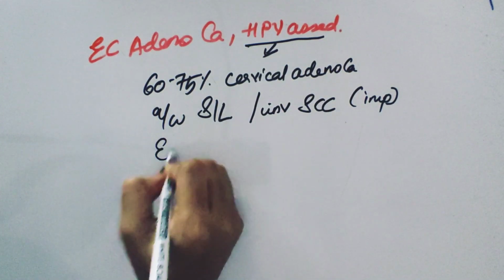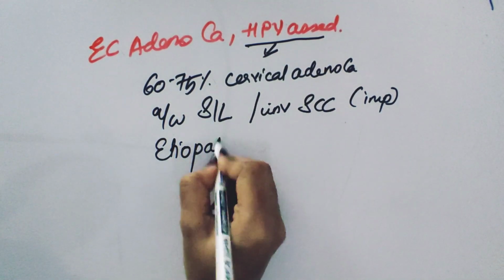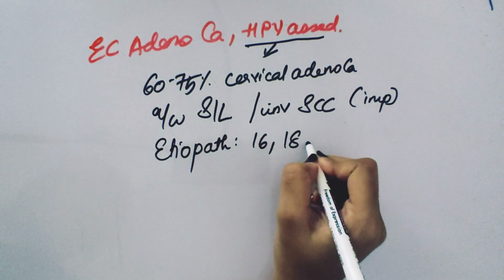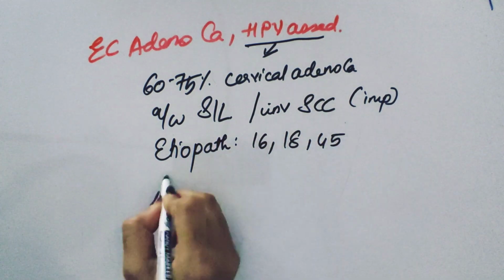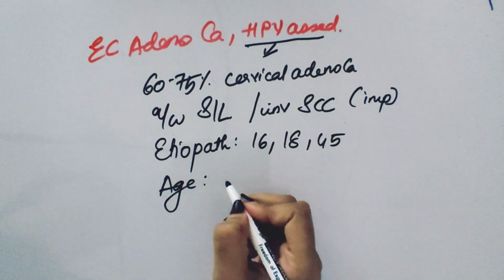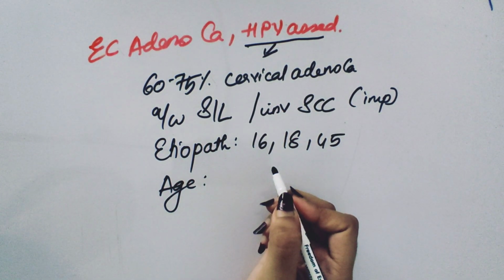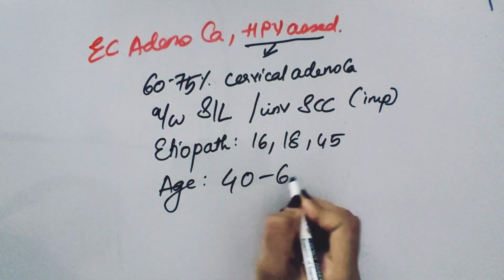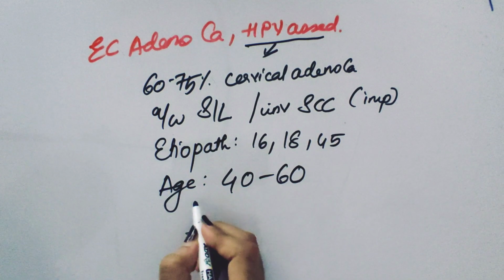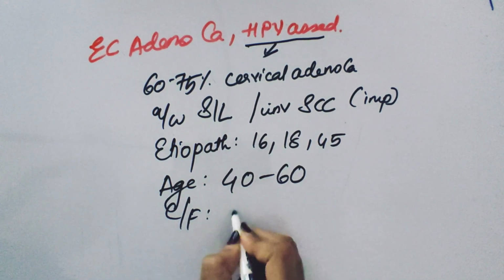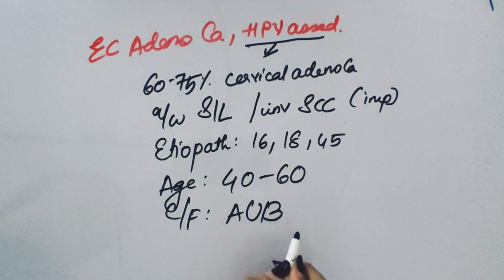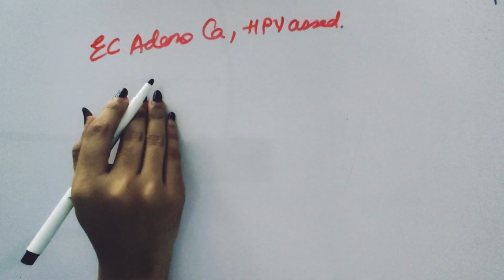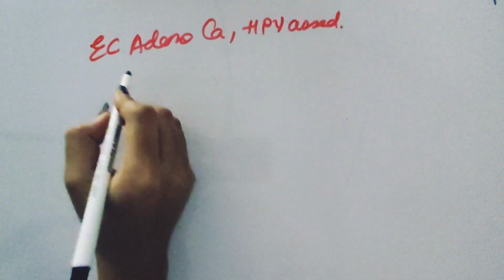And then etiopathogenesis wise, this is obviously HPV associated, so HPV virus 16, 18 and 45. And the age group: for the precursor lesion I said 30 to 40. Then the actual cancer will be coming around 40 to 50 or 40 to 60 age group. And then the clinical feature is abnormal uterine bleeding. So the rest of the headings I'll be discussing according to the subtypes of HPV associated adenocarcinoma.